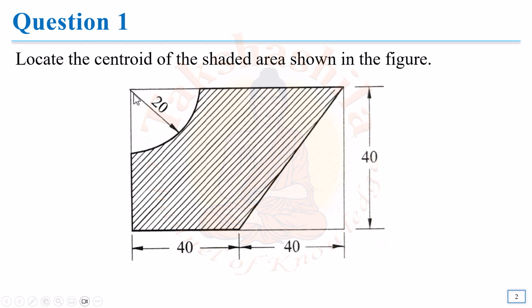So if you look, we have a big rectangle which has a length of 80 units and a height of 40 units. And from this rectangle, we are cutting out one triangle like this, so that the base of the triangle is 40 and the height of the triangle is also 40.